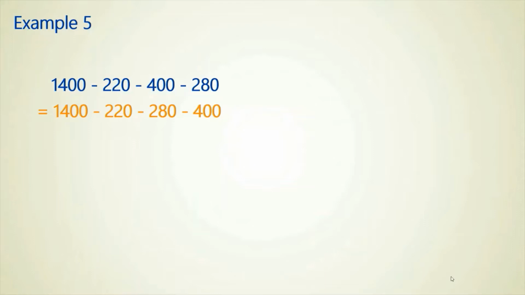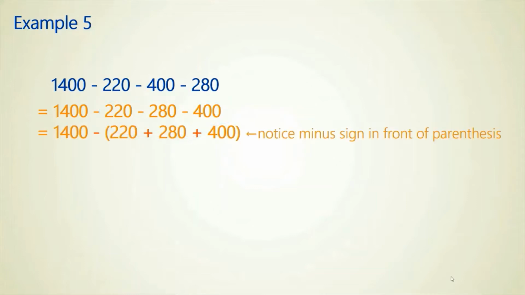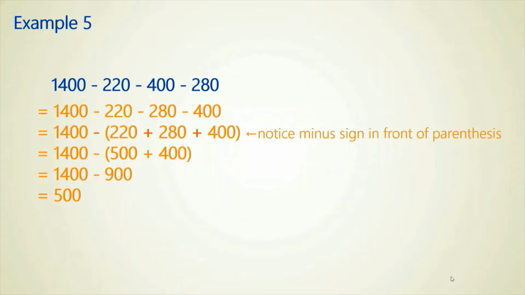Now in the next step, we're going to group 220, 280, and 400 together by putting the parentheses around them. Because there is a minus in front of where we want to insert the parentheses, the signs inside are changed from minus to plus. So it becomes 1400 minus parentheses 220 plus 280 plus 400, close parentheses. Now if we evaluate the parentheses, it becomes 500 plus 400, which is 900, and 1400 minus 900 is 500.